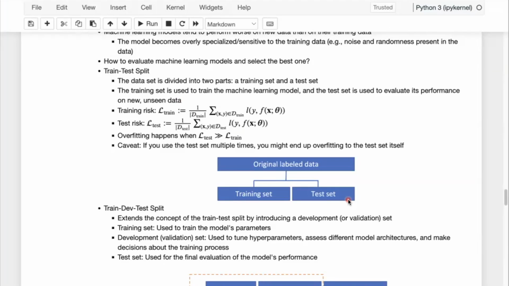And although this works for simple cases, one issue is that in many modern methods, we have a lot of degrees of freedom, or what we call hyperparameters, meaning parameters that have to be set by the users. For example, how many layers of transformation we want.